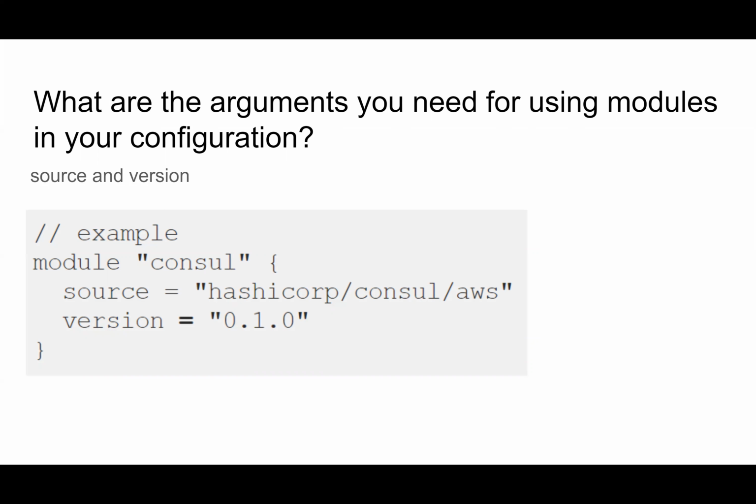What are the arguments you need for using modules in your configuration? So we really need to have a source that's obvious. That's where the module is coming from, and we use a version to specify a version of the module.